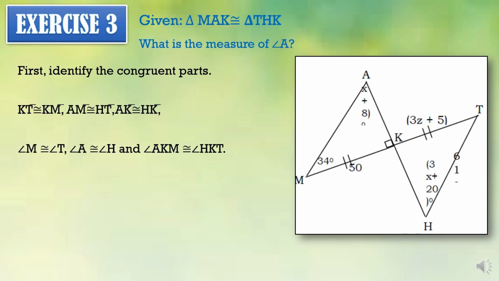As for the angles, angle M is congruent with angle T, angle A is congruent with angle H, and angle AKM is congruent with angle HKT. If angle A is congruent with angle H, then the measure of angle A is equal to the measure of angle H. But we're not yet finished in finding the measure of angle A, so we have to continue it with the next slide.